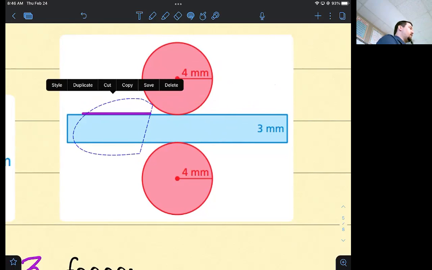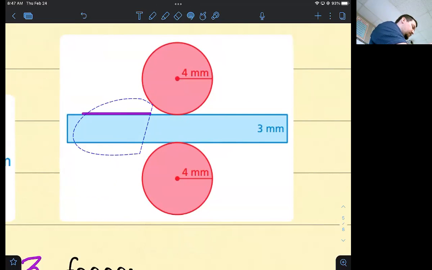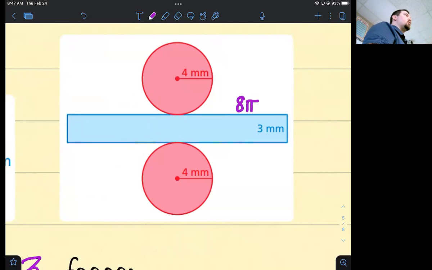Can you think of a number that's really close to 3? 3.14. If you take the diameter of the circle, which is 8, and you times it by pi, do we have a formula that says diameter times pi? What is that formula? Circumference. The circumference of the circle is the length of the rectangle, because the rectangle has to wrap around the circle, right? So if I can tell you how round the circle is, I'll tell you how long the rectangle is.